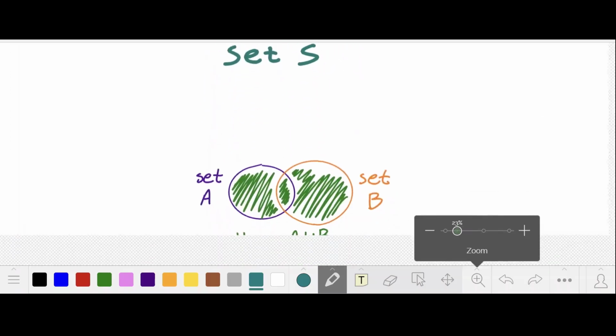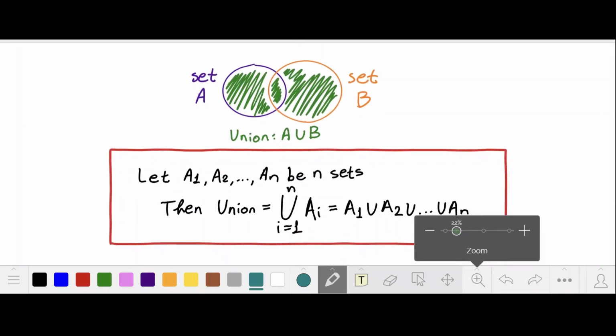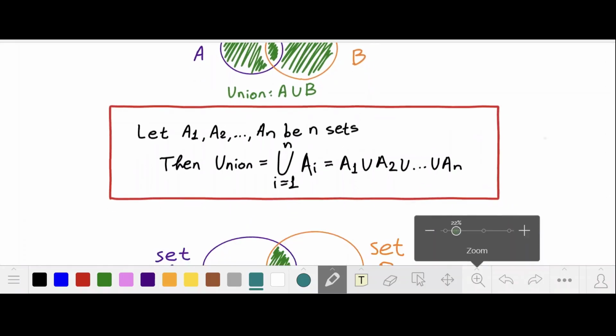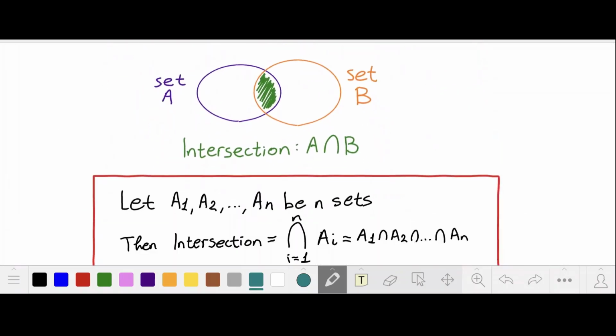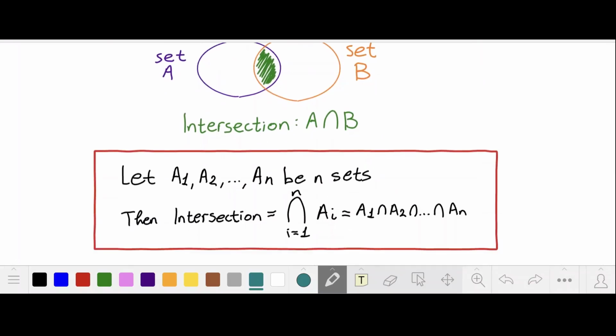The union of two sets is a set containing all elements that are in A or in B. We can define the union of three or more sets, and in general, this is the formula for the union of n finite sets. The intersection of two sets, A and B, denoted by this symbol, consists of all elements that are both in A and in B. This is the formula for the intersection of n finite sets.